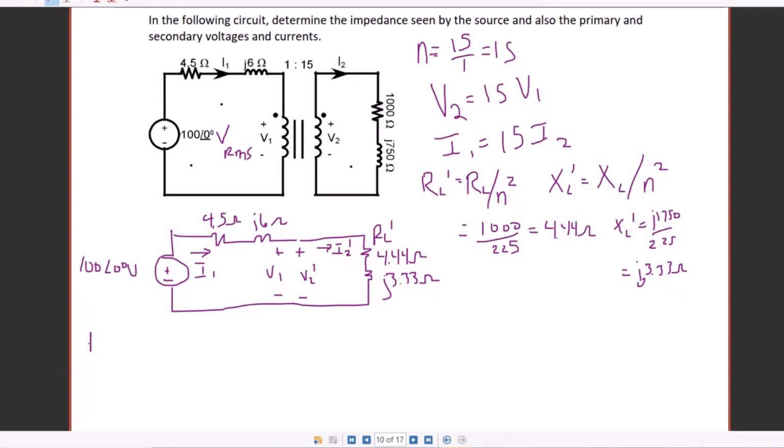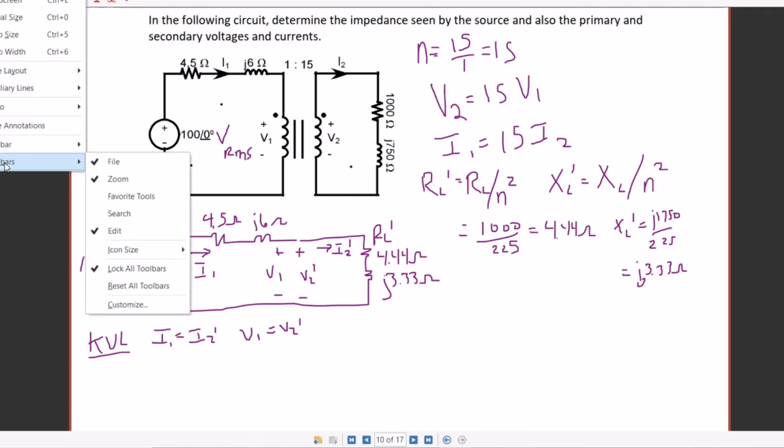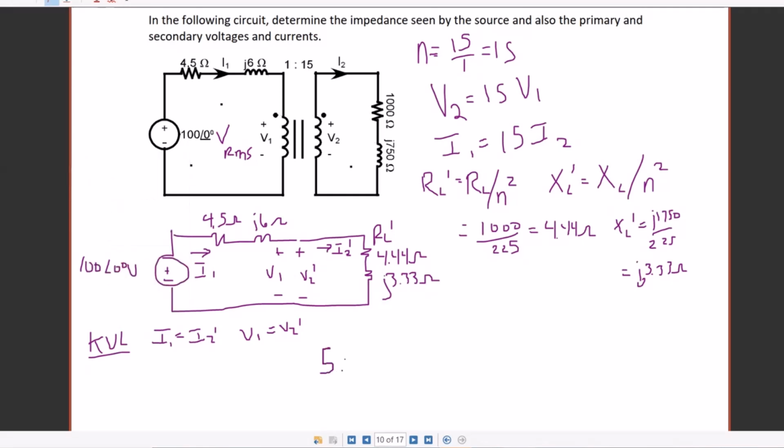Write a KVL equation around this loop and solve for I1. And so remember, I1 is the same as I2 prime, and V1 is the same as V2 prime. So write a KVL equation and solve for I1. 5.35 minus J 5.6 amps. Did anyone else get that? I agree. 5.6 amps. Okay, all right. I didn't do it that way, so that's why I had to check. I did it in rectangular form.